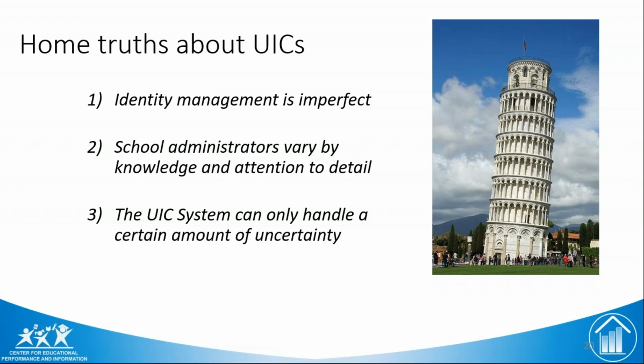So a couple of home truths, if you will, about UICs. Some things to remember as you're working in this collection. First and foremost is that identity management is not perfect. Humans are prone to error when entering data. Maybe a student has reported his or her name or gender differently over time. And humans can only do so much to know about the demographics of each student that attends your institutions.